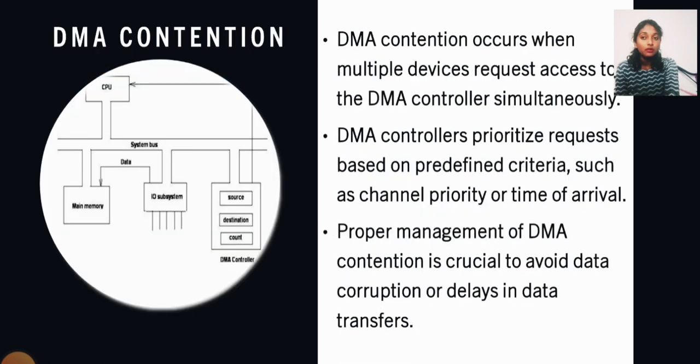So the next is DMA contention. DMA contention occurs when multiple devices request access to the DMA controller simultaneously. DMA controllers prioritize requests based on predefined criteria such as channel priority or time of arrival. Proper management of DMA contention is crucial to avoid data corruption or delay in data transfer.